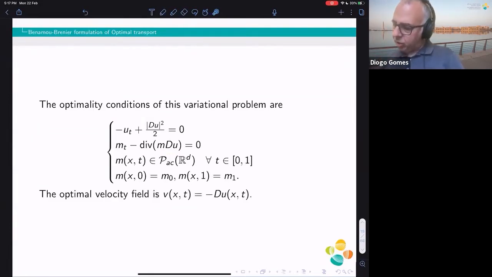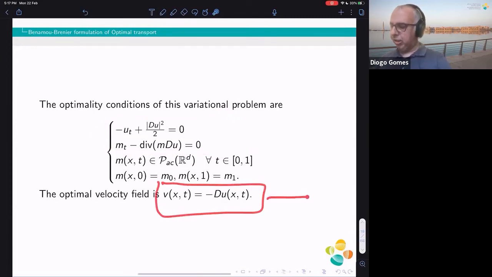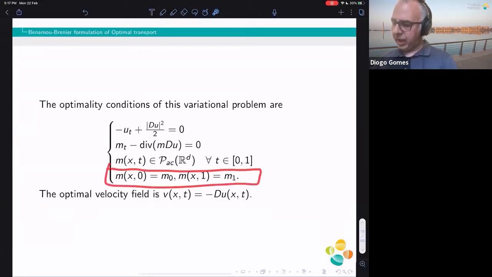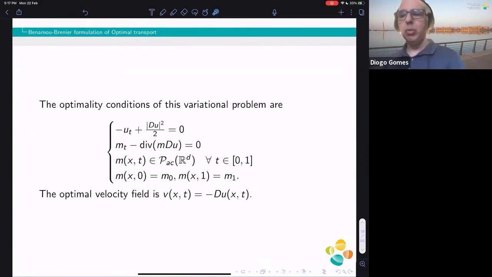And there is something interesting, because if you solve this optimality pair, let's say, then you get the velocity field as the gradient of the Hamilton-Jacobi equation, as you would get in a standard verification theorem. There is only one thing that if you have never seen it, you'll find it puzzling, which is this. You are given M at the beginning and at the end, right? But you are not given any condition for U.